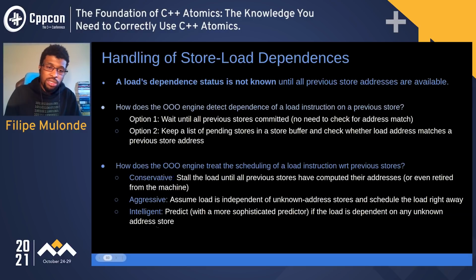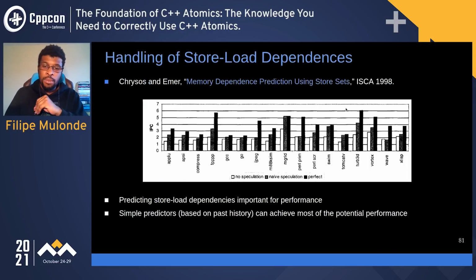The intelligent approach is similar to the aggressive approach, but the difference is that now we are adding sophisticated hardware inside of the pipeline that makes predictions based on the behavior of the program. And here we also need to check if the prediction that was made is right or wrong. And if the prediction is wrong, we need to execute the load again. And here we can see that the perfect approach or the intelligent approach have better performance. And predicting store-load dependencies is important for performance.